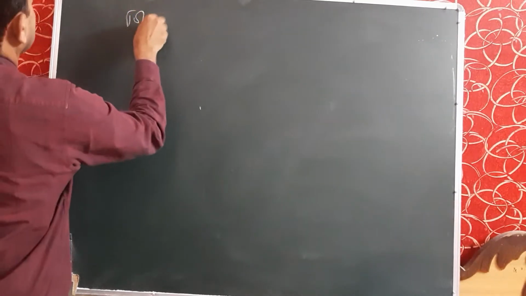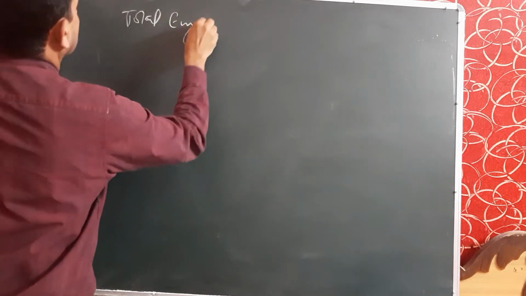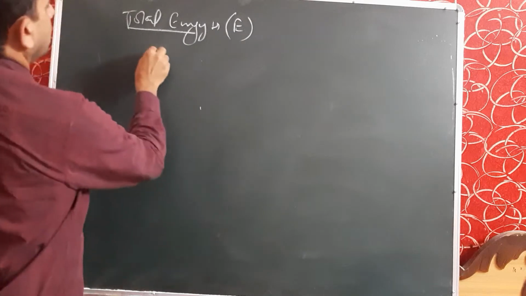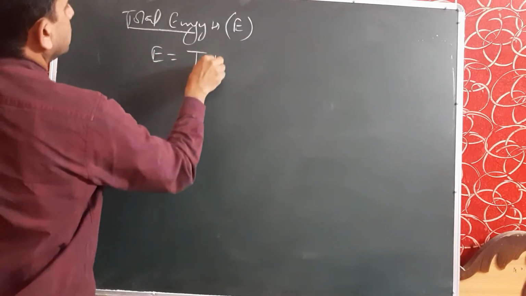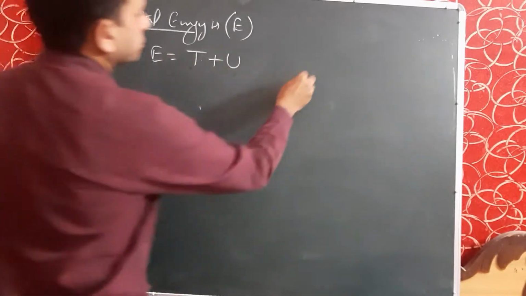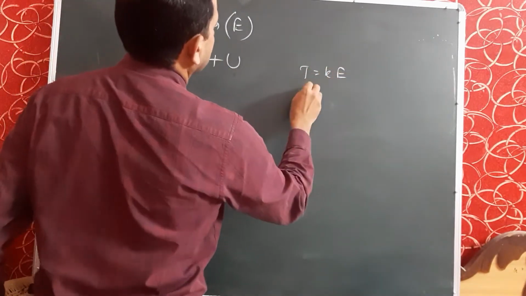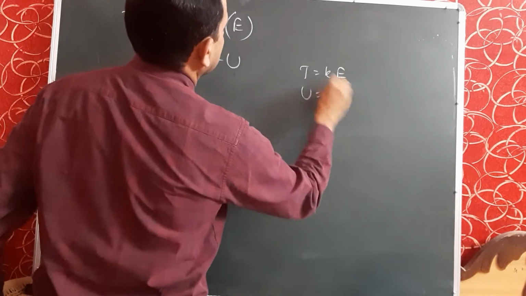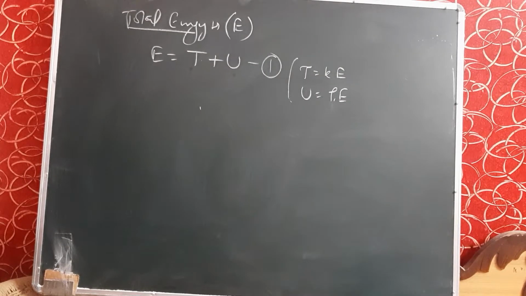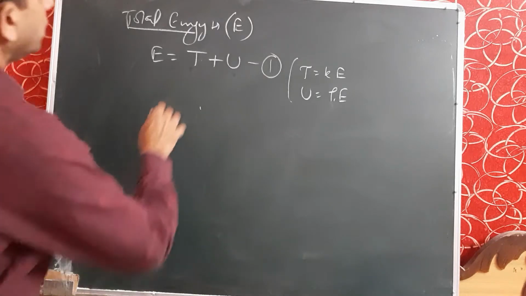Our next topic is total energy. This energy is written by E. We know that total energy is the sum of kinetic and potential energy, where T is called kinetic energy and U is called potential energy. So this is the equation for total energy, T plus U.